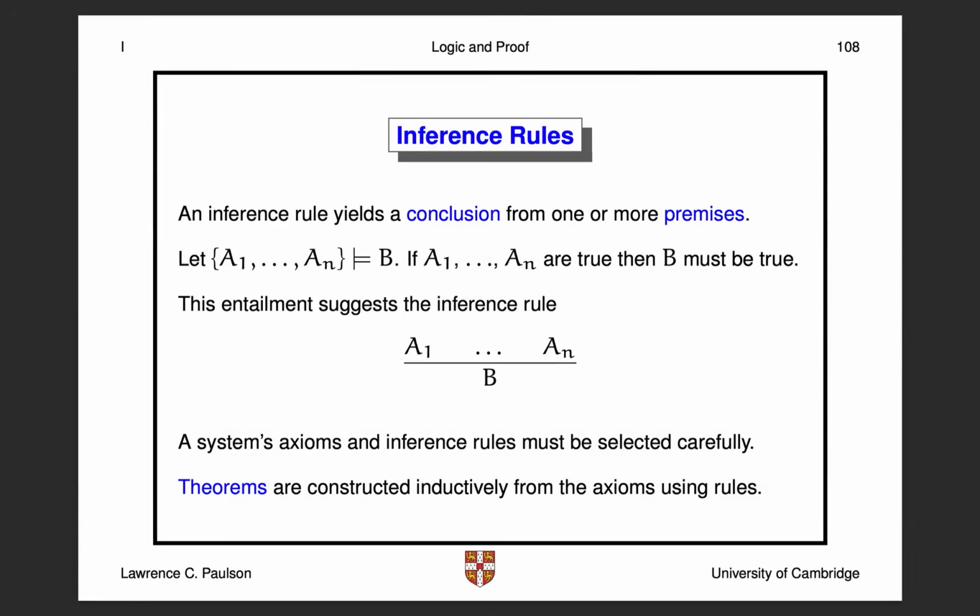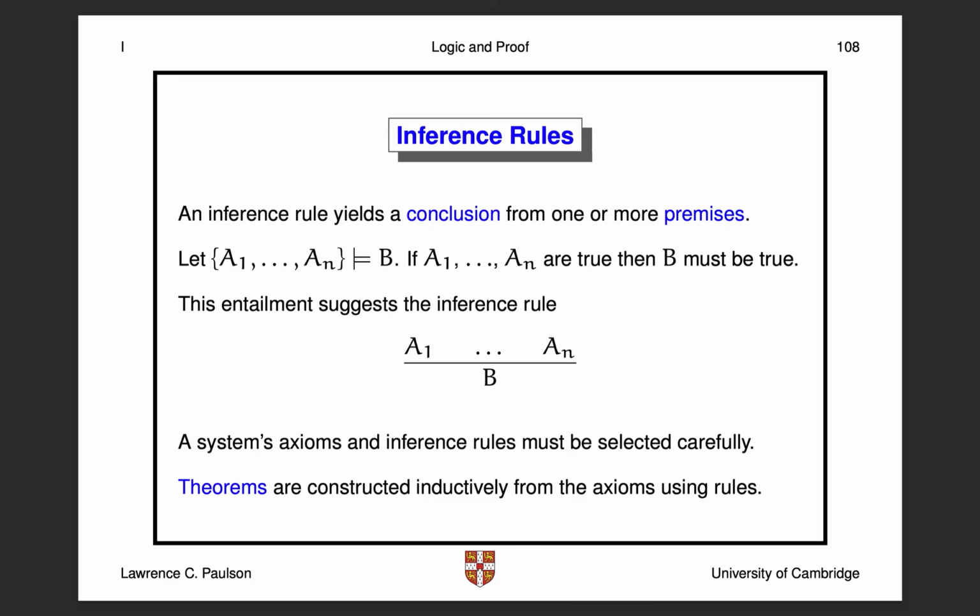So what is an inference rule? Very simply, it delivers some conclusion, and in order to do that, it needs to be given one or more premises. Now, where do these come from? A hint: they could come from certain entailment relations. So if I have any particular entailment where some n formulas, A1 up to AN, entail B, that suggests an inference rule.